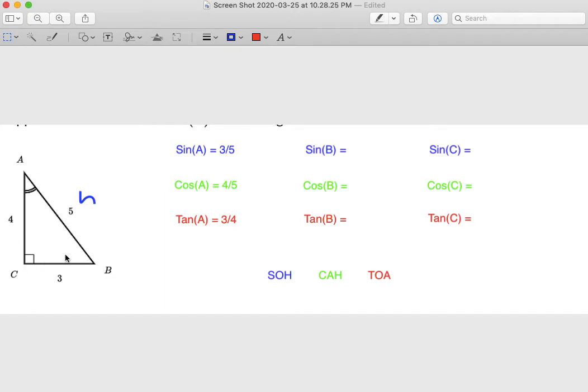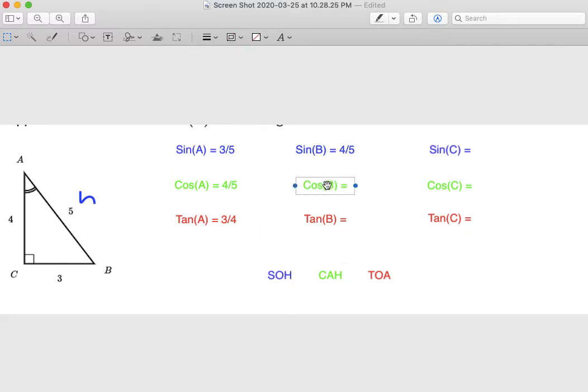Now, let's move on to angle B over here. The sine of angle B is going to be opposite divided by hypotenuse. The opposite is going to be different here because B is a different location on our triangle. So the opposite is not going to be 3 anymore. It's opposite with respect to the angle. So the opposite will be 4 in this case. And so the sine of B is 4 divided by 5. The hypotenuse is always 5.